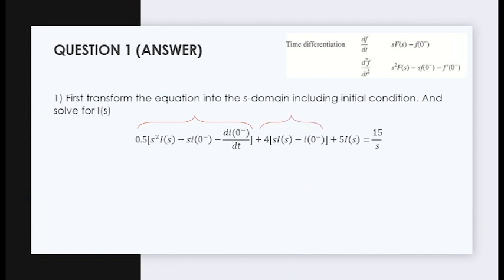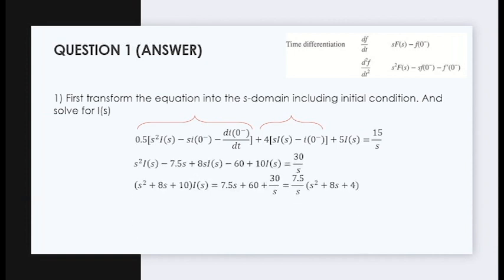And this part right here is the transformation of the R di over dt. And this one here is the integral of i of t over C, which becomes I of s over sC, and the right side equals 15 over s. So this whole equation is the S domain representation of the equation given to us. Now we group all the I of s together and bring the rest to the other side of the equation, and we solve for I of s.